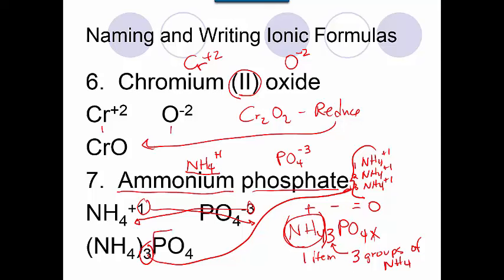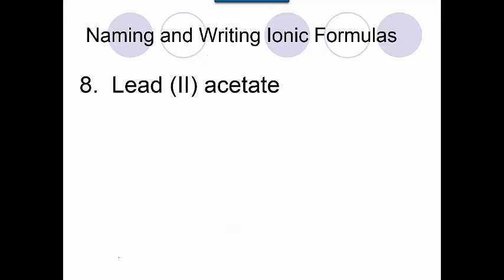Now, how many PO4 groups do I have? I don't have any parentheses around it, so I just have one PO4 group. And it has a -3 charge. Now our charges should balance to 0, so +1, +1, +1 gives me a +3. PO4 has a -3, so this all equals 0 when you have 3 groups of NH4. I know that was a lot of side work, but I wanted to show you that mathematically this really does work out. Let's do some more.